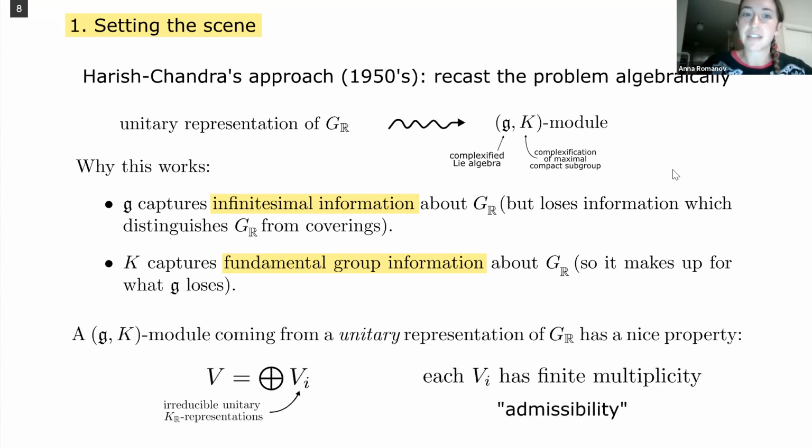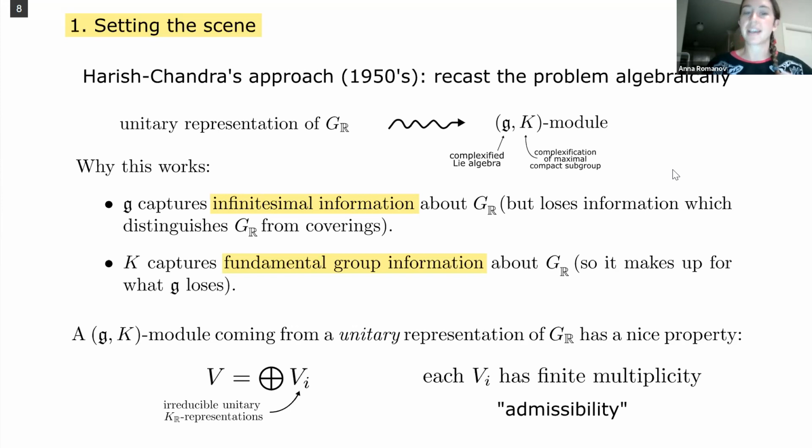And then it turns out that this process that I just described has nothing to do with unitarity. I could do this for any representation of G. I could look at the corresponding GK module. But what happens if I start with a unitary representation is that the GK module I get is especially nice.